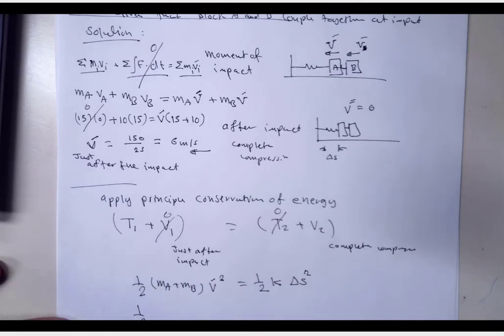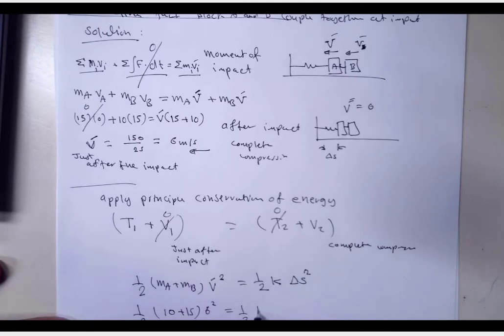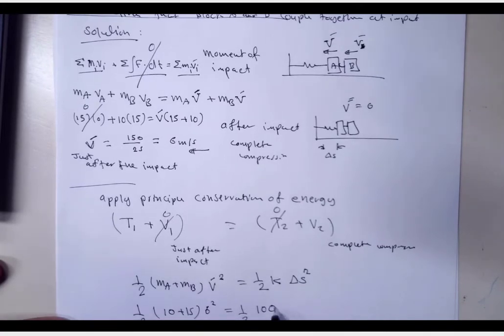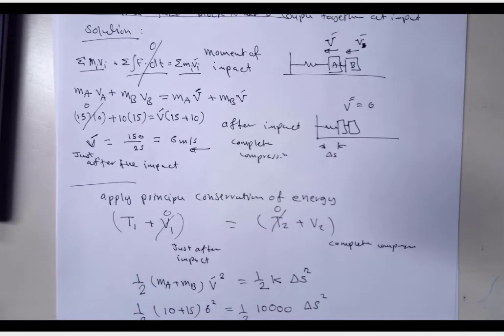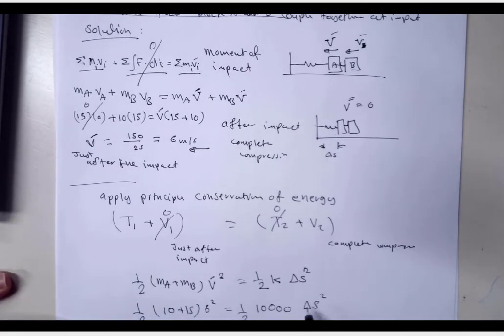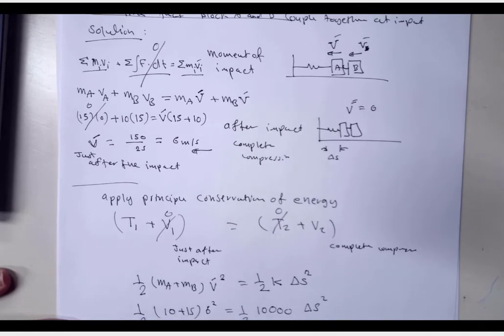Now, half of (10 plus 15) times v prime, which was 6, so 6 squared, equal to half of 10 kilo, so this is 1, 2, 3 delta S squared. And delta S, which is the maximum one, you just take the square root, this would be 0.3 meter. So that's the solution.